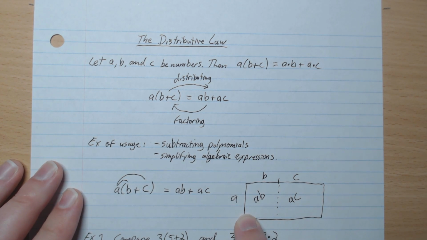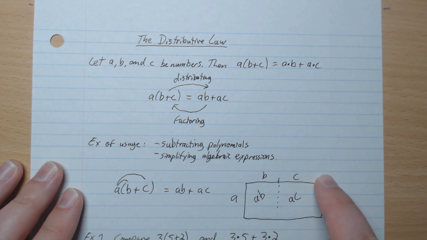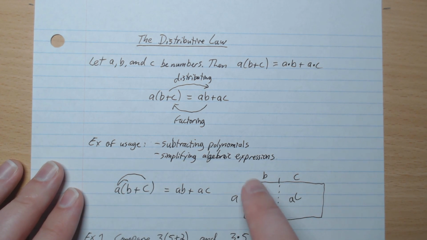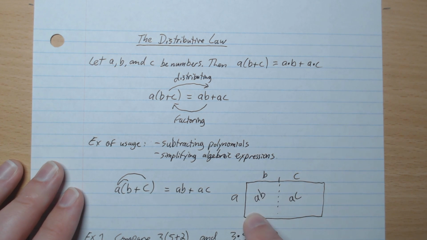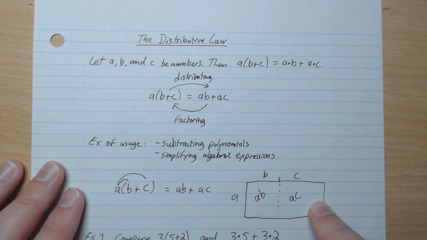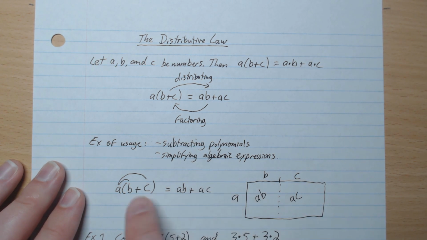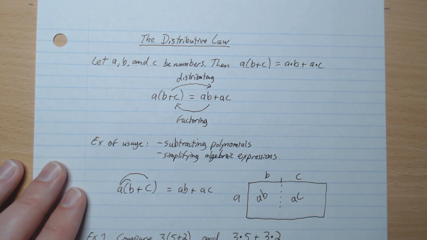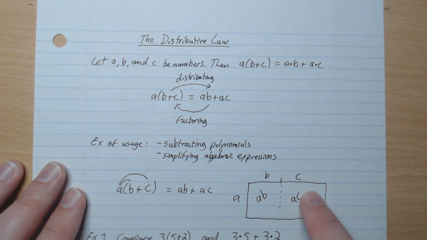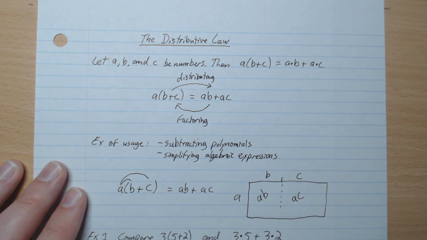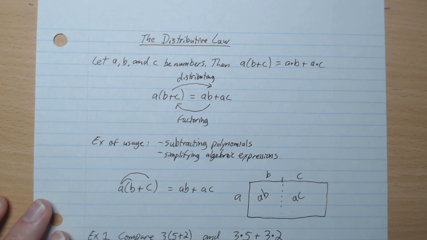And so here's a visual representation. Here we have A times (B plus C). And now if we go A times B, we get this first area. And if we go A times C, we get the second area. So we see that A times (B plus C) is the whole thing, is the same as saying AB plus AC. So that's a visual representation of this distributive law.